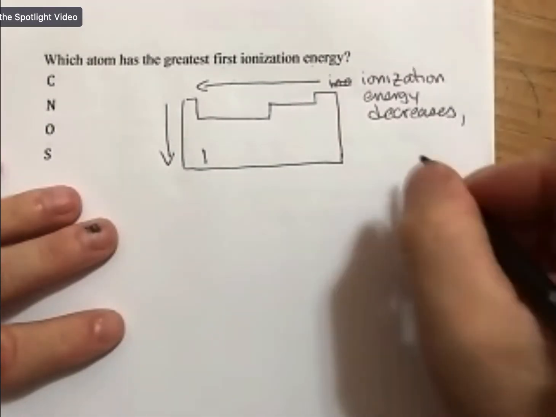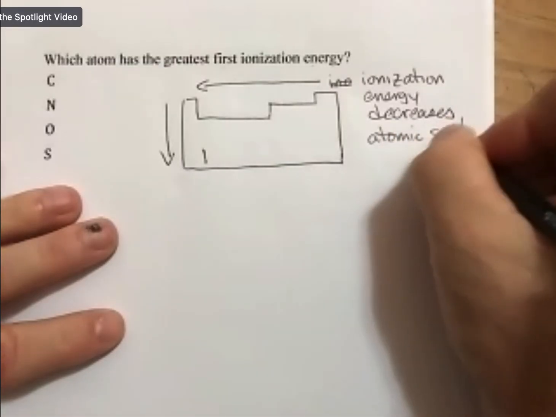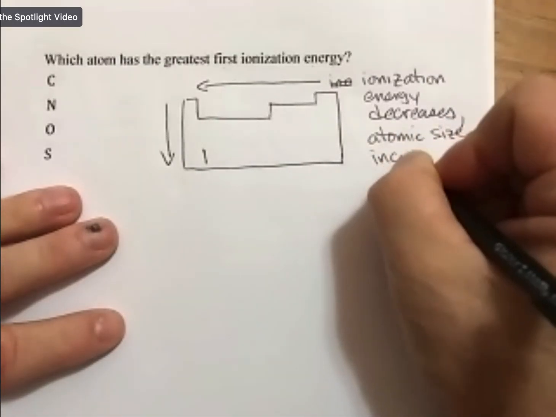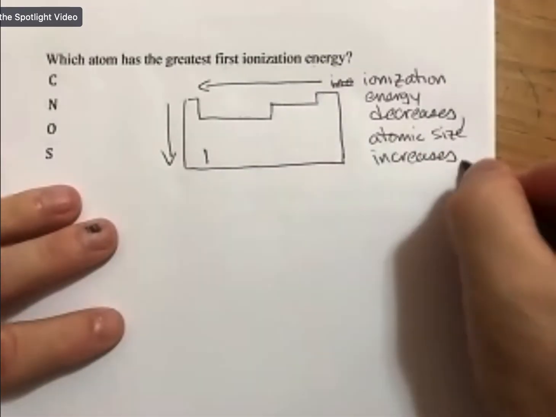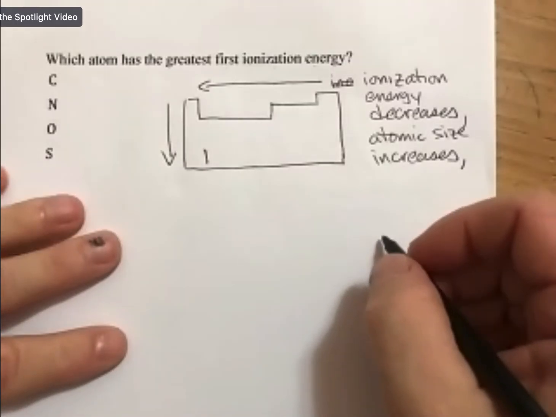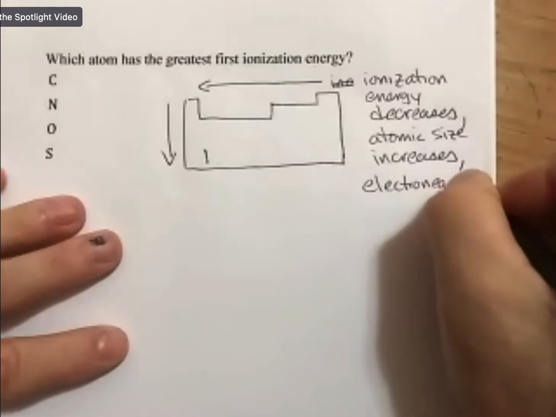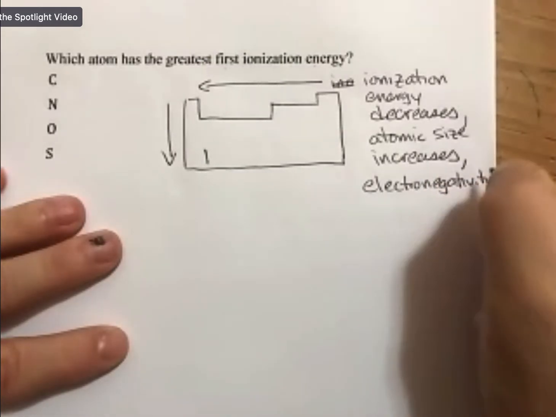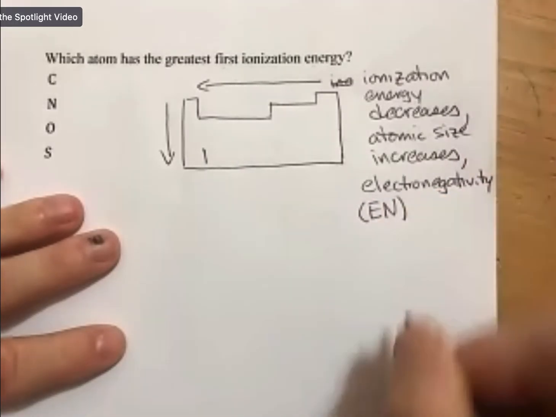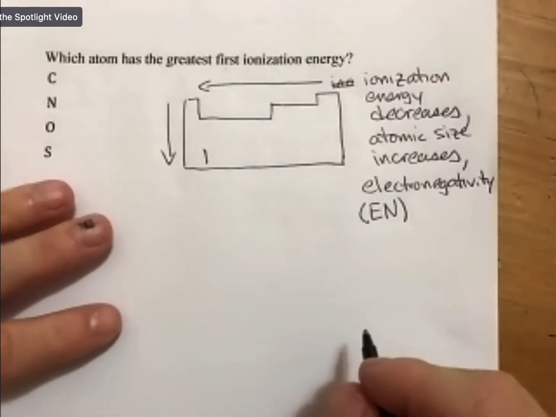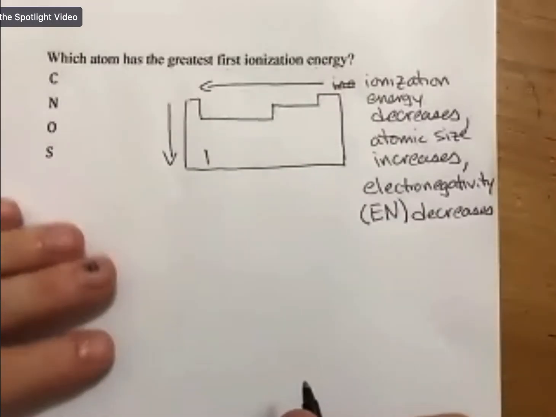Another trend is atomic size increases. And the third trend is that electronegativity decreases. Electronegativity, and my abbreviation, by the way, for electronegativity is going to be capital E, capital N. Electronegativity decreases.